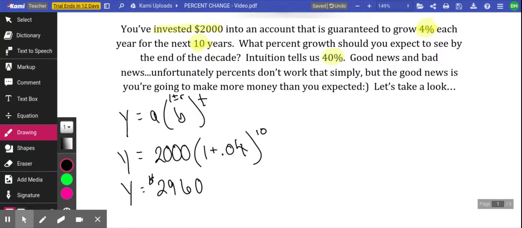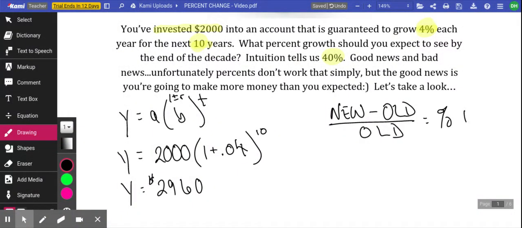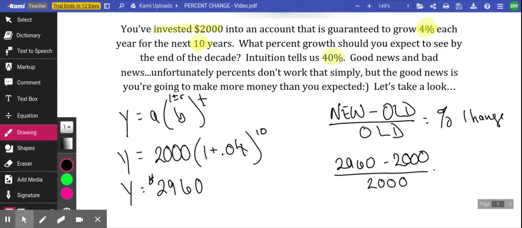So how much did we gain? Well, we're going to take our new value, subtract the old value, and then divide by that old value. And that's going to help us determine our percent change. Okay, so I've got my 2960. I'm going to subtract my 2,000, and then I'm going to divide that difference by 2,000. And I got 0.48, which is equivalent to 48%.